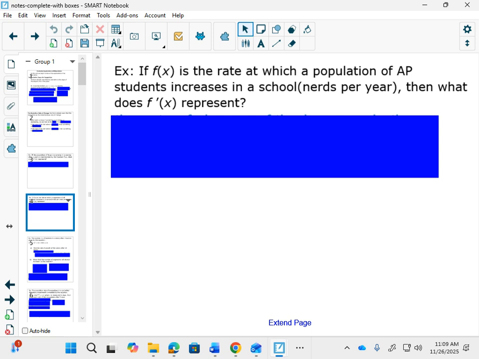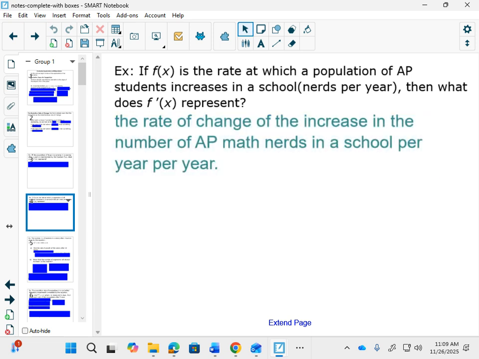So you make a new equation. f of x is the rate at which a population of AP students increases in a school, and the units are nerds per year. What would f prime represent? Well, f of x was already a rate. And the derivative is a rate of change of a rate. So it would be here the rate of change of the increase. So your units would be nerds per year per year as a result, because you're doing a rate of a rate already.